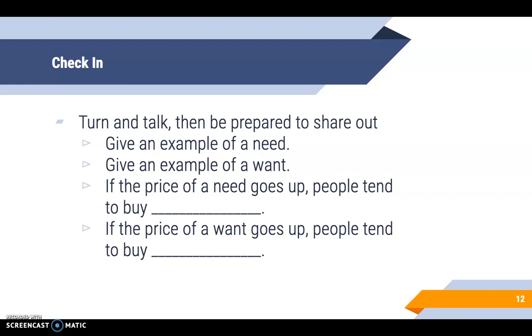An example of a want would be something like an 80-something inch television or a new iPhone, for example. If the price of a need goes up, people tend to buy the same amount, right? Like, if I need it, like milk for my kids, I'm going to keep buying it even if the prices get expensive. No matter how expensive gas gets, I'm still buying gas because I need gas in my car. If the price of a want goes up, people tend to buy less. So if the new iPhone is just too expensive, I'm not going to get one. I don't have the money for that.